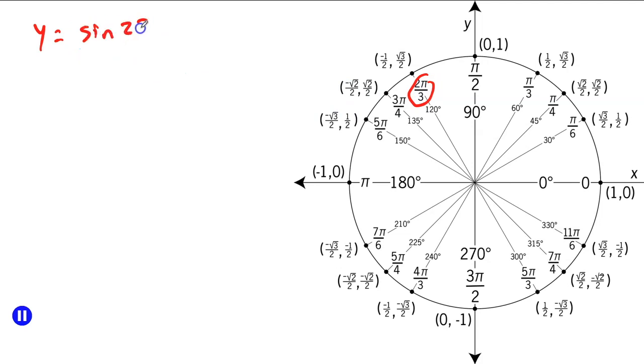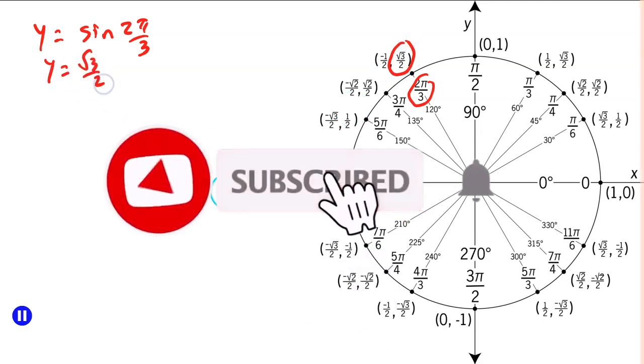Find the sine of 2 pi over 3. Okay? The answer, again, this is a regular function, not an inverse function. So my answer is simple: square root of 3 over 2.